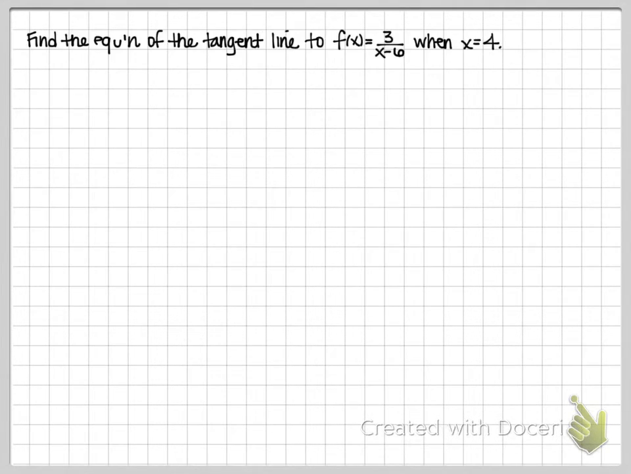All right, last slide. So we're going to find the equation of the tangent line to f of x is equal to 3 over x minus 6 when x is equal to 4. So what I would like you to do, go ahead and pause. We should be able to do this.